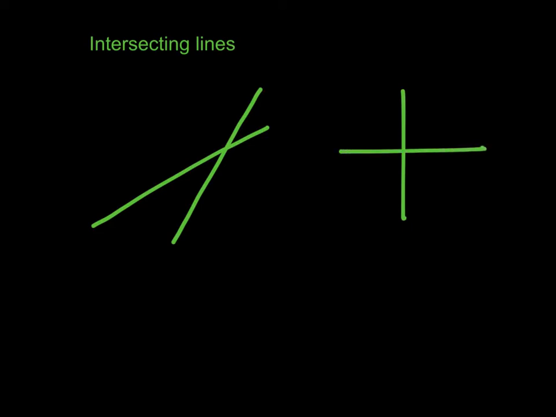So if parallel lines are equal distance apart and never cross, intersecting lines are kind of the opposite of that. These are lines that cross each other at some point. They could cross each other like this. They could run what appears to be parallel all the way to the end and then intersect. So lines that cross each other are called intersecting lines. Now, parallel lines never intersect. That's what makes them parallel.